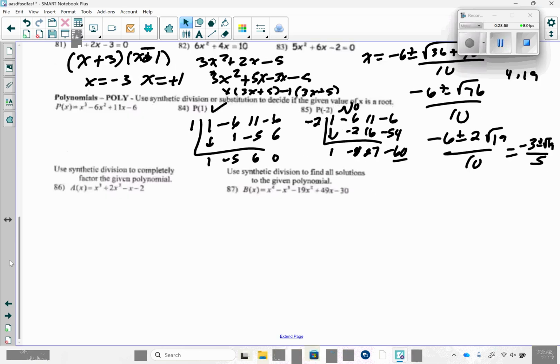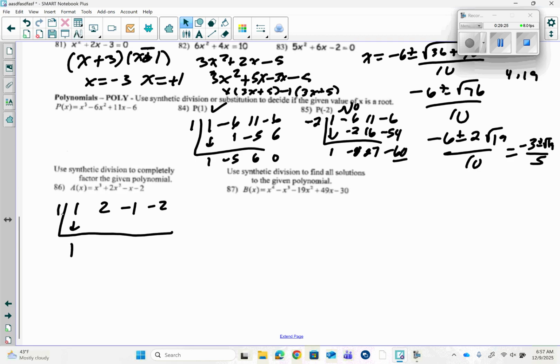Use synthetic division to completely factor out. So I would graph this one first, if you have a graphing calculator. So you have x raised to the third plus 2x squared minus x minus 2. And if we graph this, it's going to show that positive 1 is definitely a root. So I have 1, 2, negative 1, negative 2. Bring this straight down. 1 times 1 is 1. That's 3. 3 times 1 is 3. That's going to give me 2. 2 times 1, 0. So this is one of our factors.